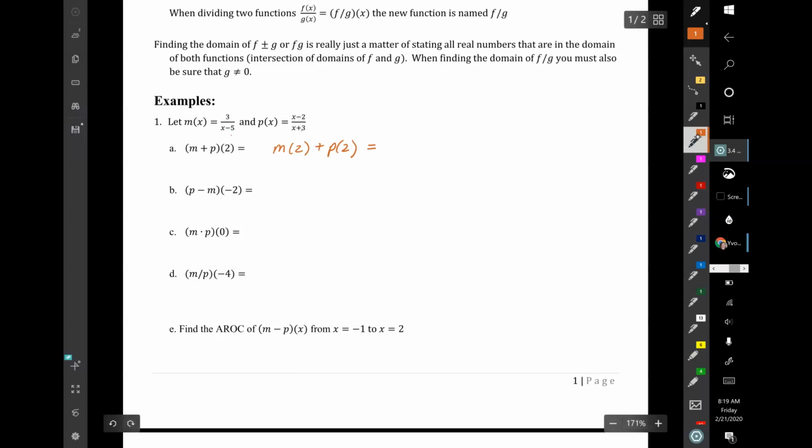Part B, I'm going to set you up for that one too, because I want you to notice here it's p minus m, not vice versa. So be careful when you do that when you're going to do p of m.